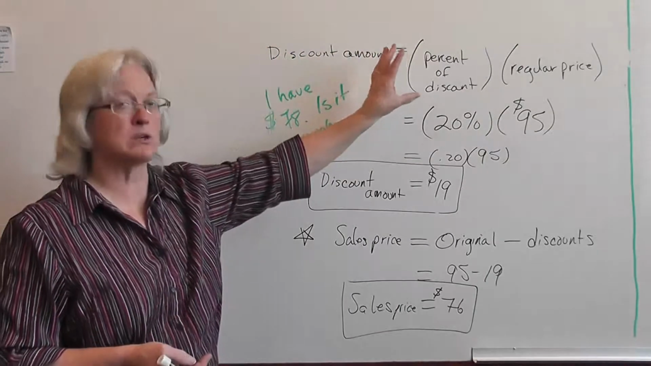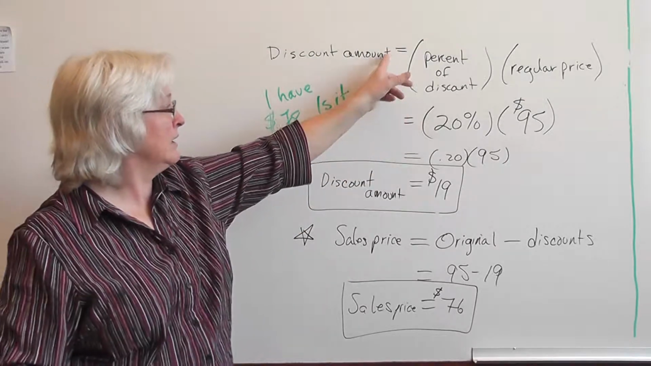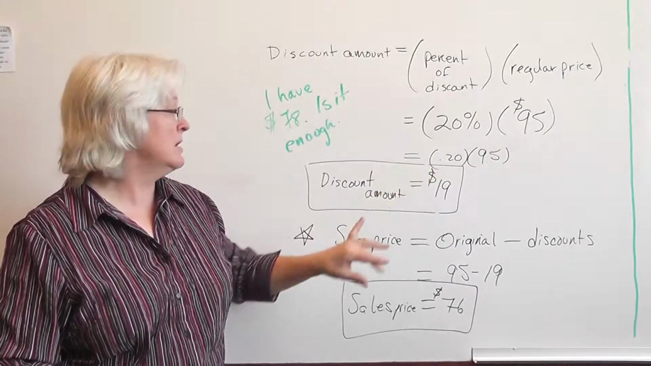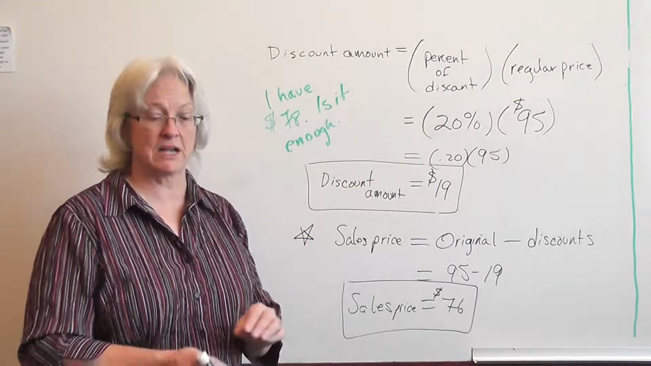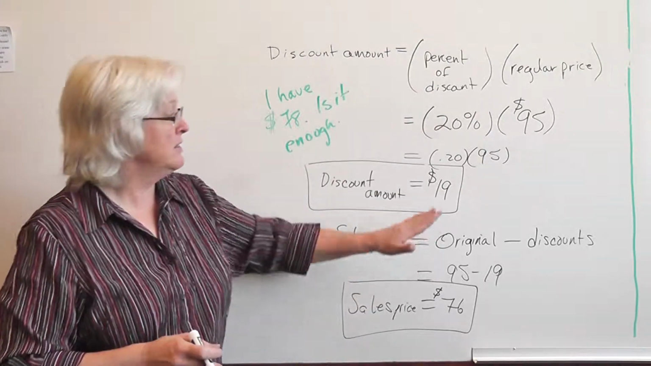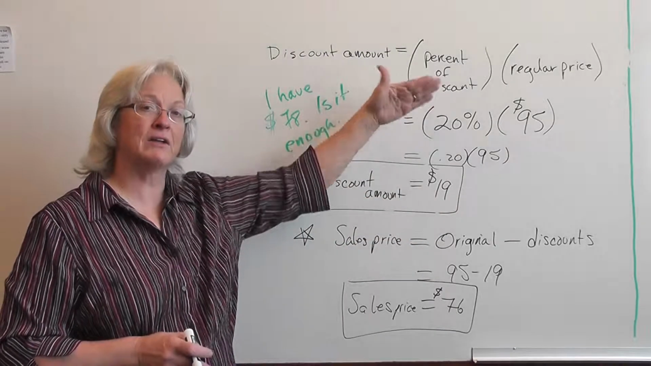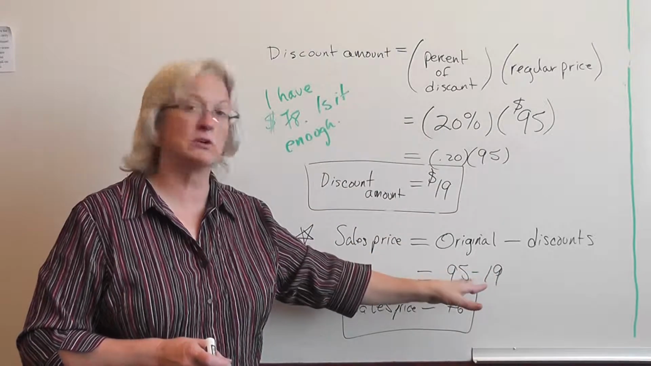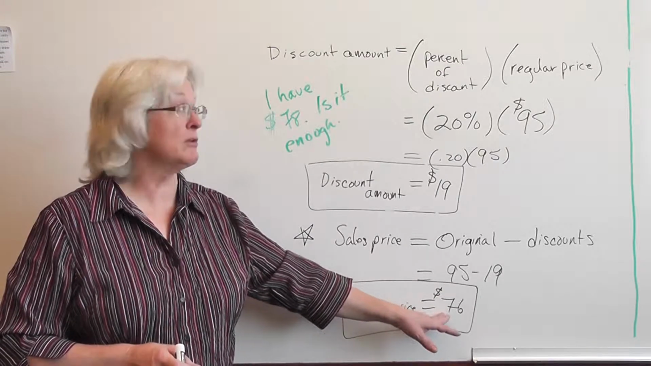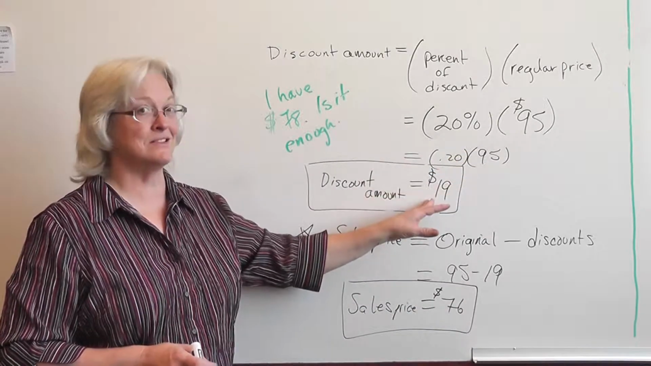The discount amount is always going to be calculated by taking the original amount, multiplying it by the percentage of discount expressed as a decimal. But then you have to remember that there's a second point, and this is where definition is so important. The discount amount is not what you pay. The discount amount is the amount of cash by which your original purchase price is reduced. So your sales price is much better than the original $95. I'd rather pay $76. But your sales price is not $19.